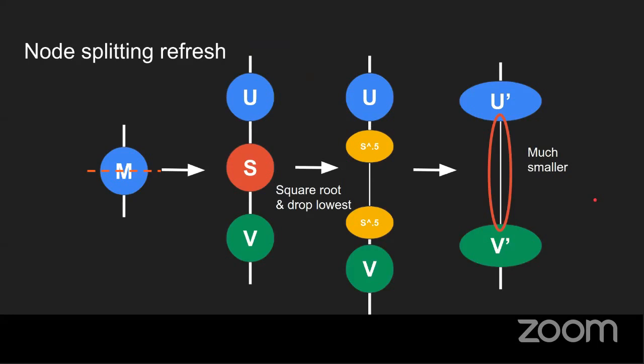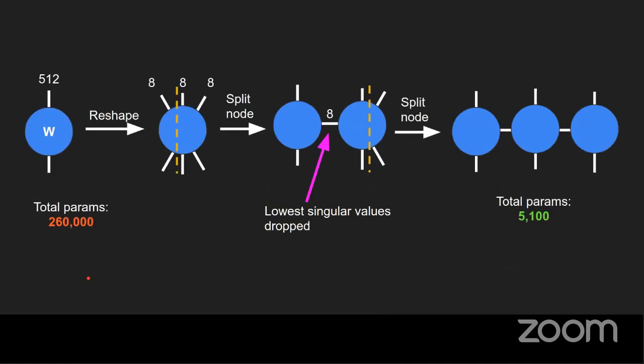And then a quick refresher on node splitting. Remember, I can decide what legs I have on one side and what legs I have on the other side, take an SVD, drop the lowest singular values, and then I'm left with 2 nodes that are a compressed version of what my original node was doing. This is basically what we're going to be doing with our weight matrix.